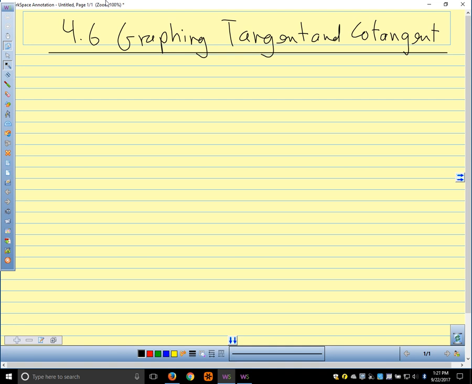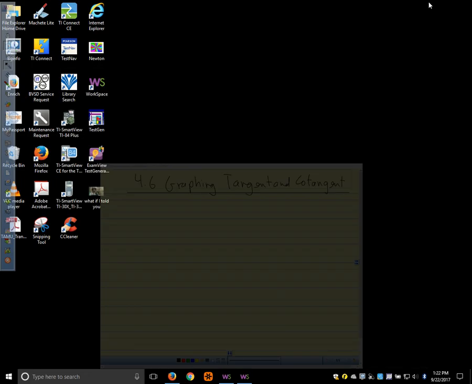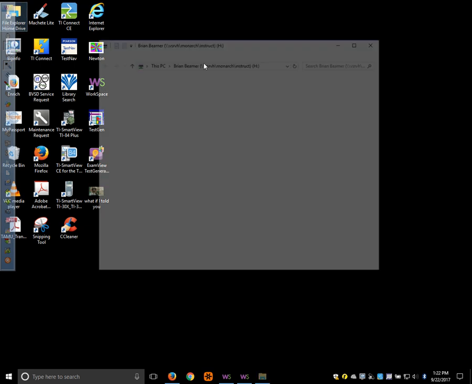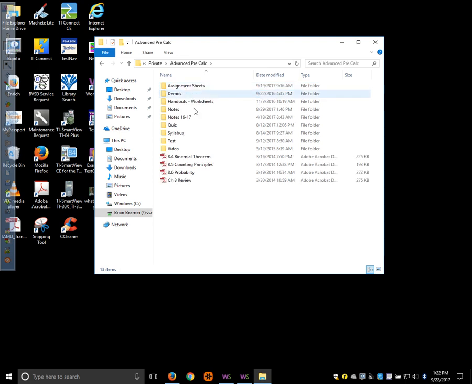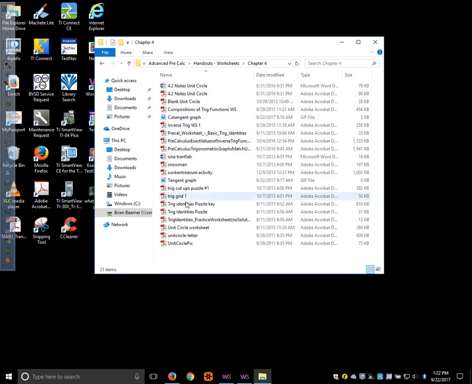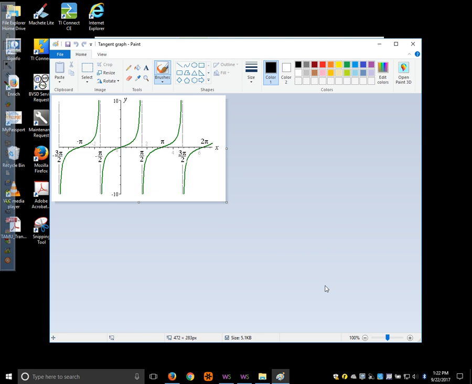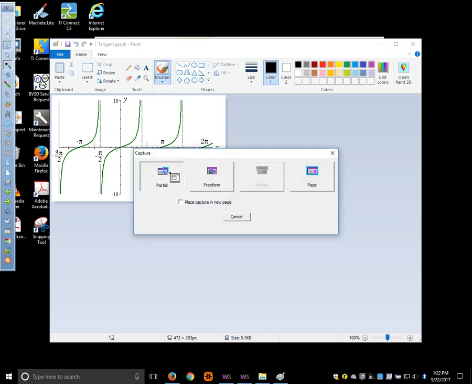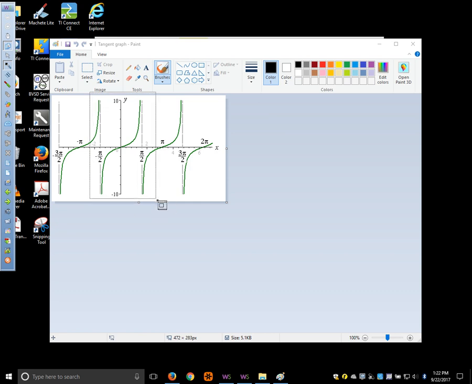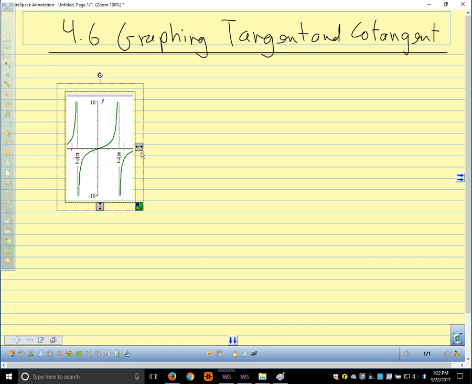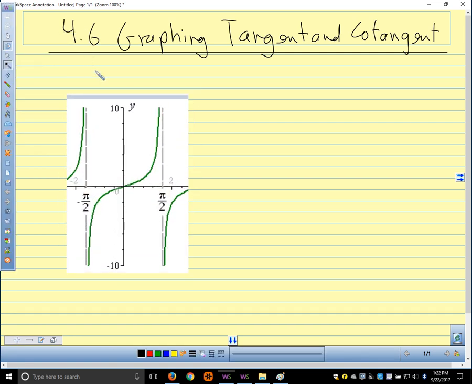talking about graphing tangents and cotangents. Let me grab a picture. Yep, we're graphing for the next couple of days. So let me grab a picture of a tangent graph. All right. So here is a graph of y equals tangent x.